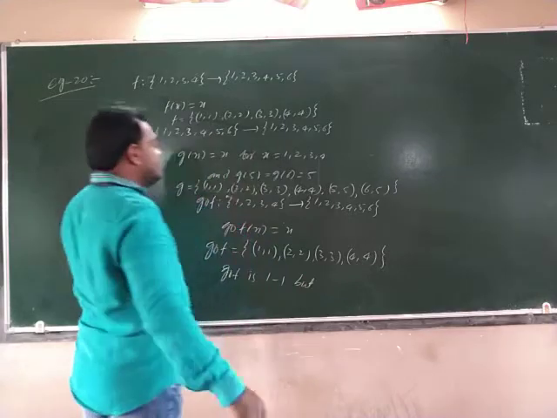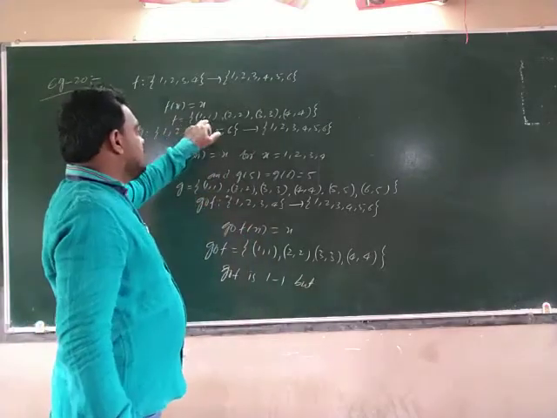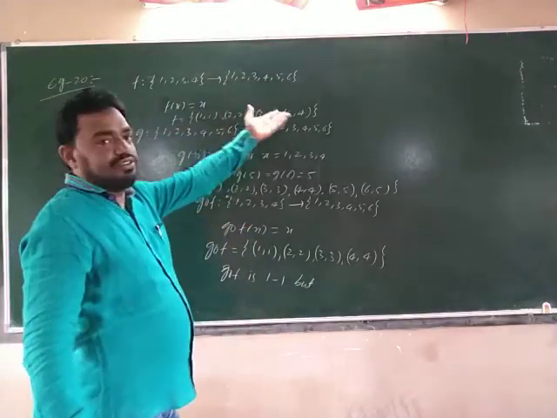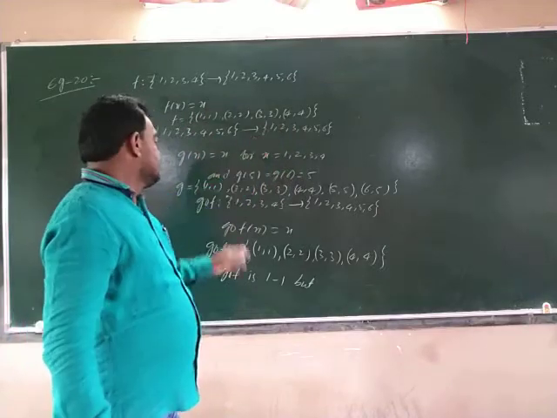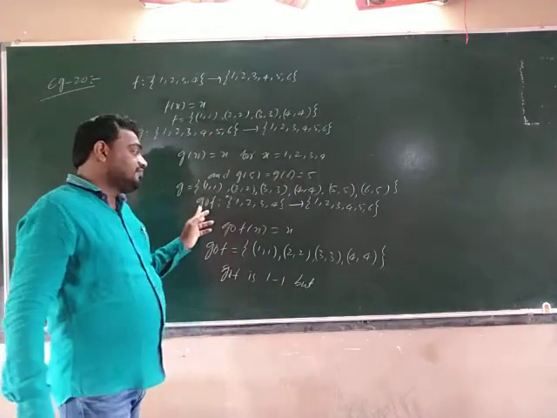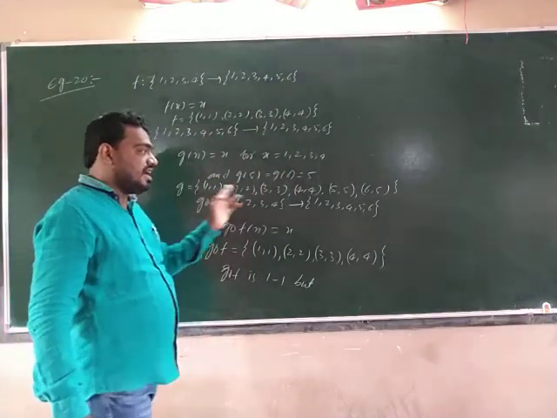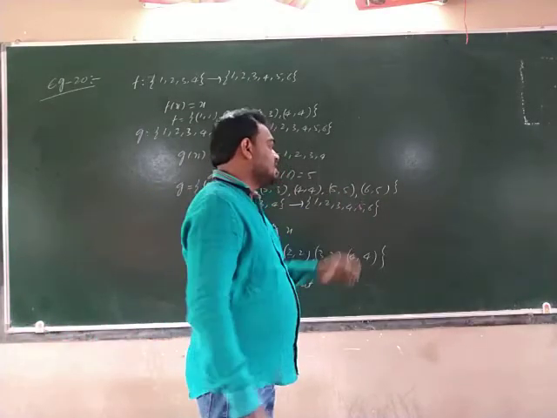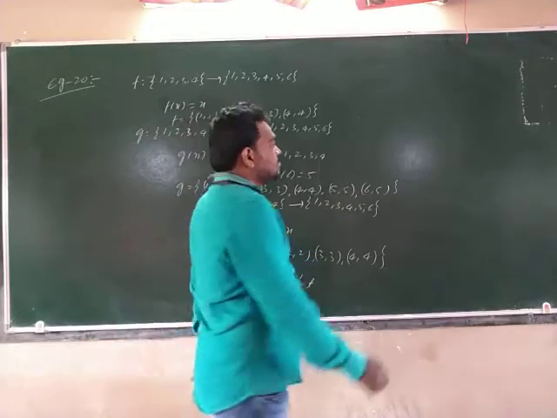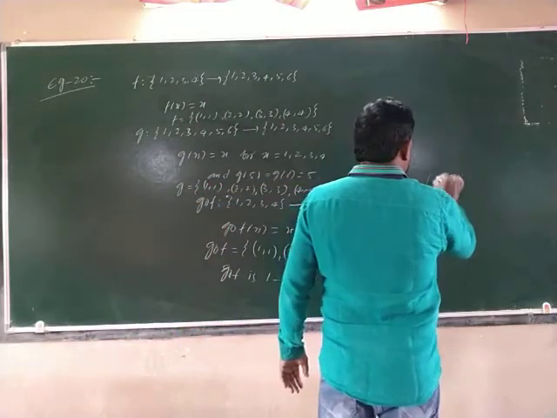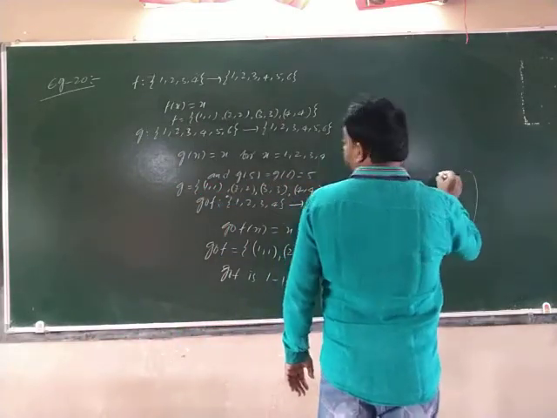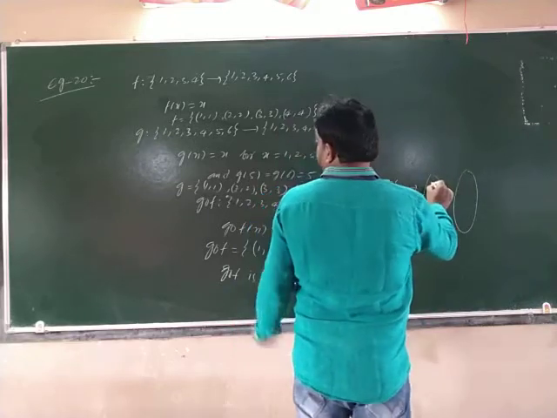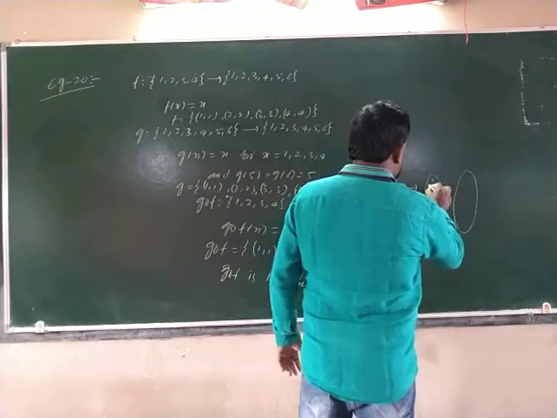But here you see f is 1-1. Is f 1-1 or not? Every element has a unique image, so it is 1-1. But you see g is not 1-1 because 5 and 6, both two elements, have the same image 5. So how do you write this? If you write this in arrow diagrams, g is 1, 2, 3, 4, 5, 6.